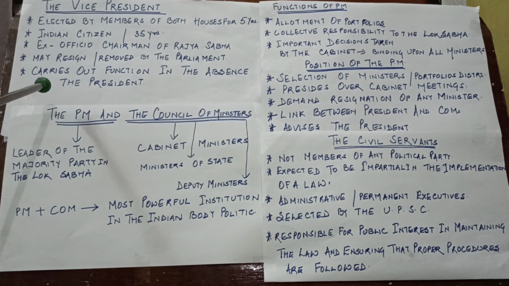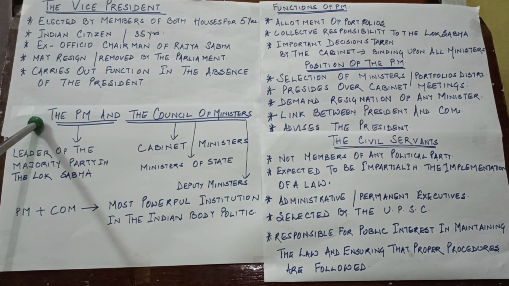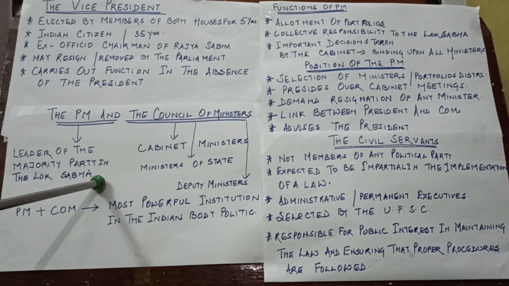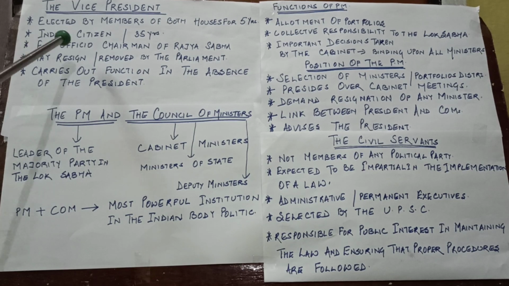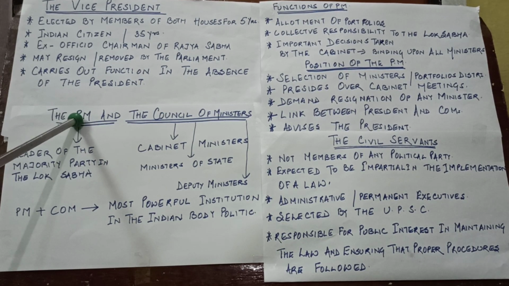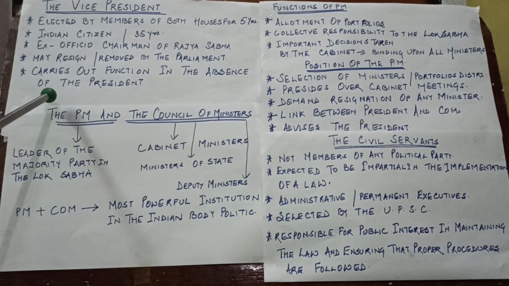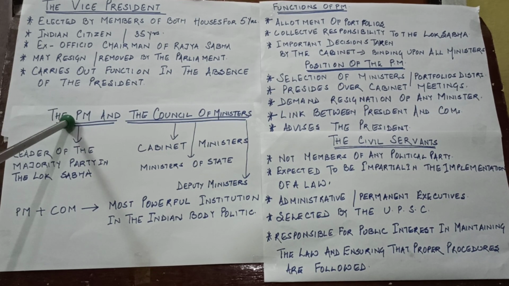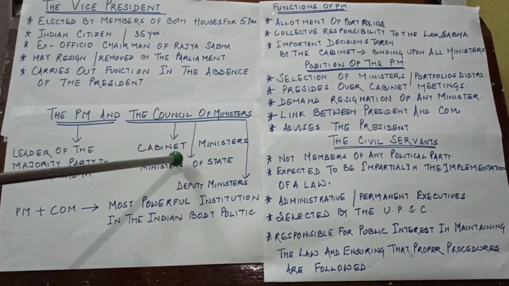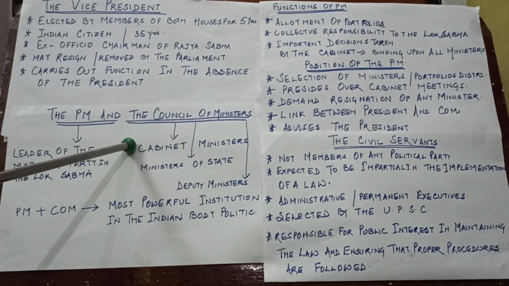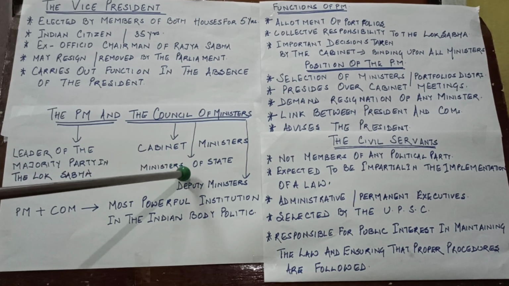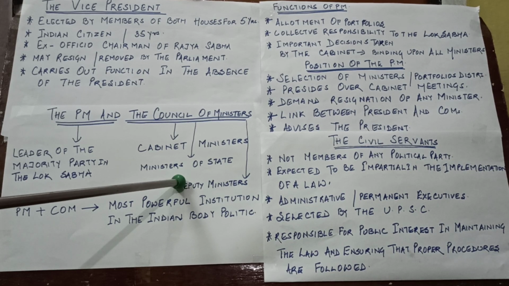Coming on to the Prime Minister and the Council of Ministers, the leader of the majority party in the Lok Sabha is appointed as the Prime Minister of the country by the President of India. After being appointed as the Prime Minister, he selects his own Council of Ministers, which are divided into 3 categories. The first being the Cabinet Ministers, the second being the Ministers of State, and the third being the Deputy Ministers.